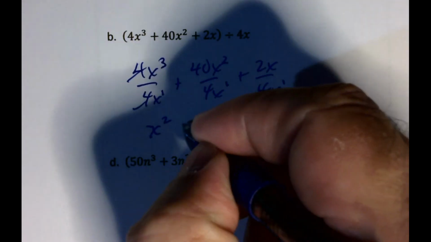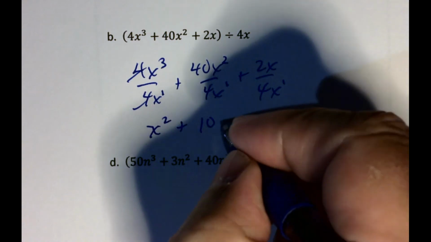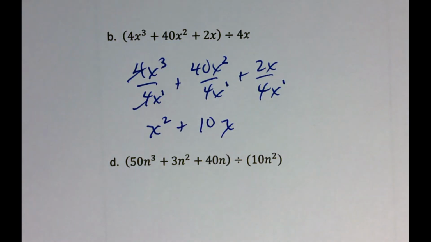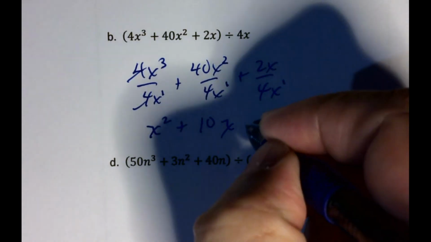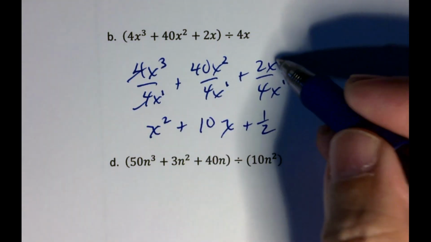Here, 40 divided by 4 is 10. Subtract the exponents: 2 minus 1 is 1, so it's x. And then reduce: 2 over 4 is 1/2, and you cancel the x's, and it's gone. So that's the answer. The x's cancel entirely.